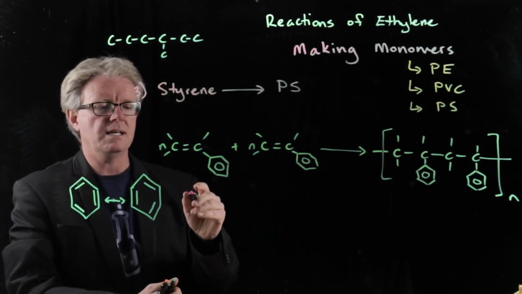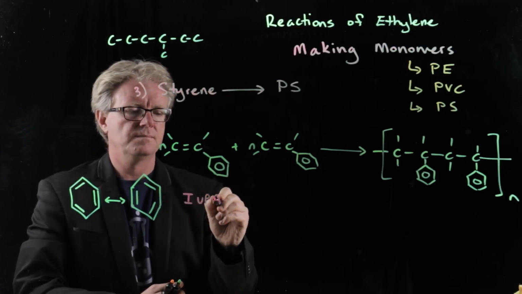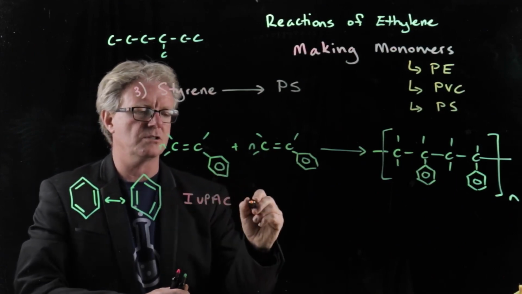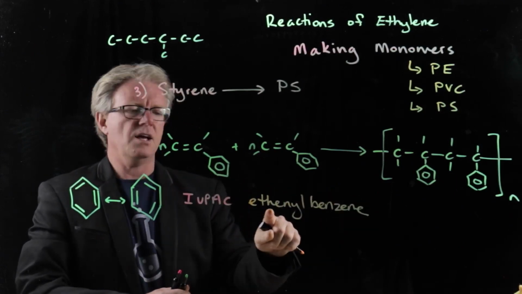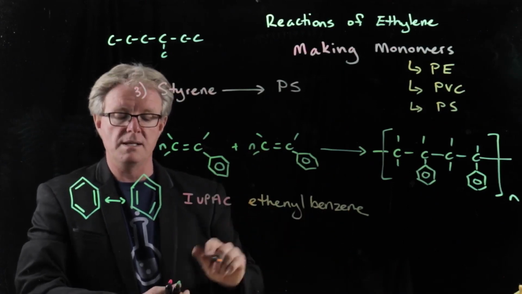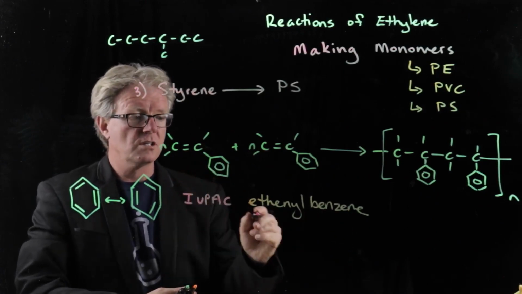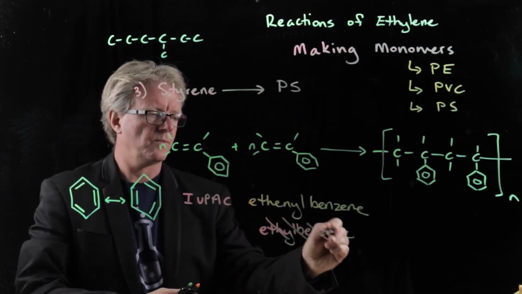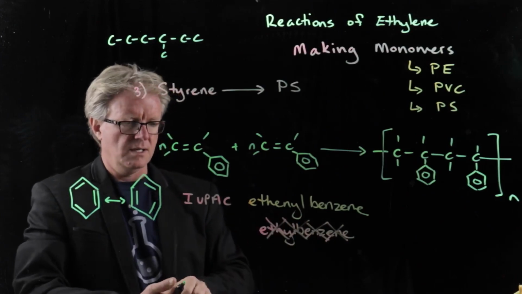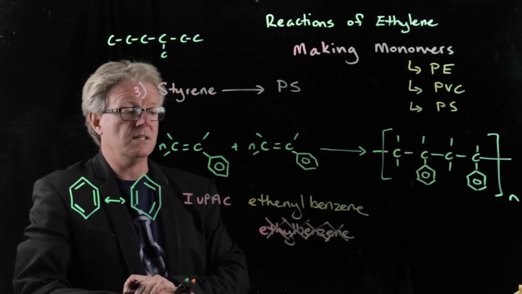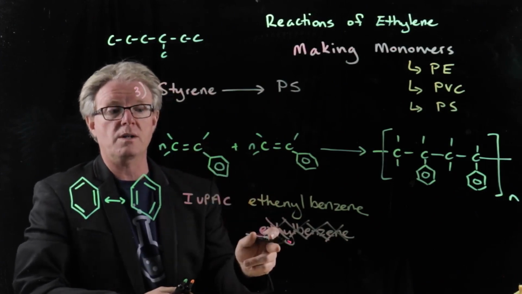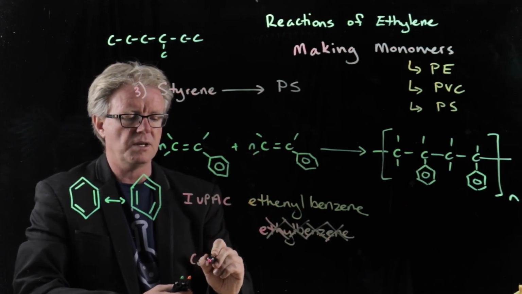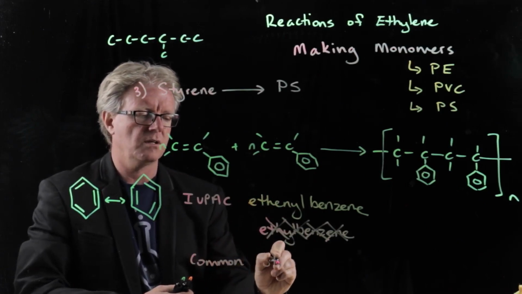Now let's look at the naming here. So IUPAC name, and this is a weird one. Okay, you've got to memorize this one because it gets a lot of students. It's called ethanol benzene. It's not ethyl benzene, right? It's not ethyl benzene, right? It's ethanol benzene. There was a question in previous years that got you to try and identify the correct one, and a lot of students picked ethyl benzene. It's ethanol benzene, and the common name for the monomer is styrene.